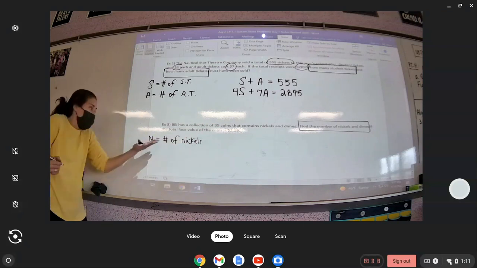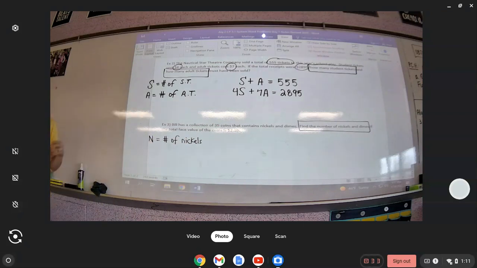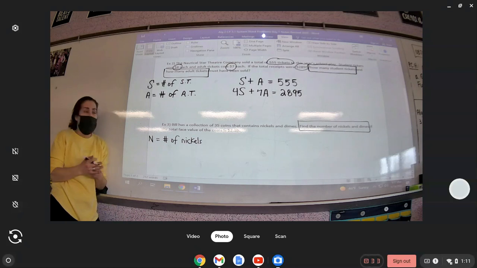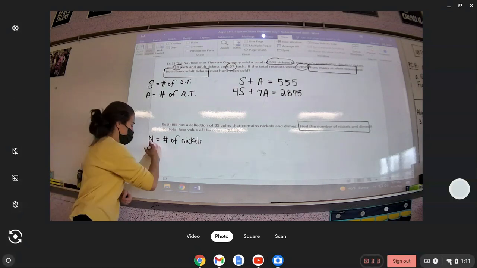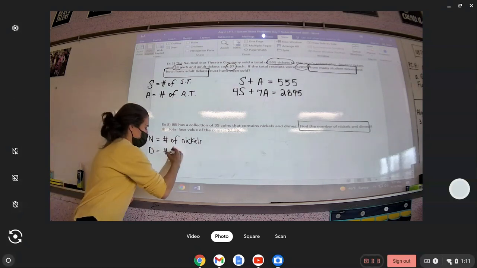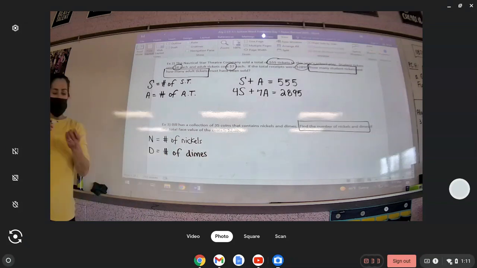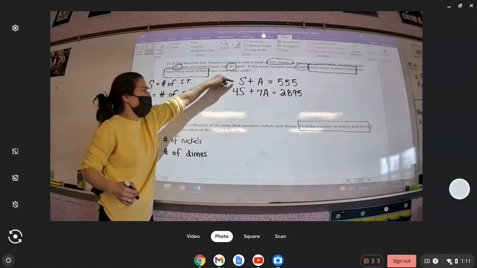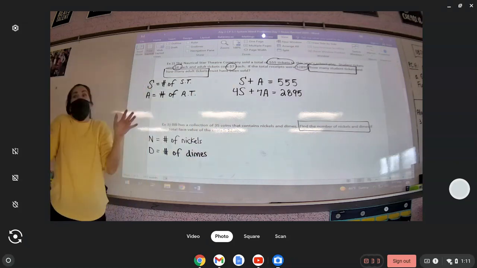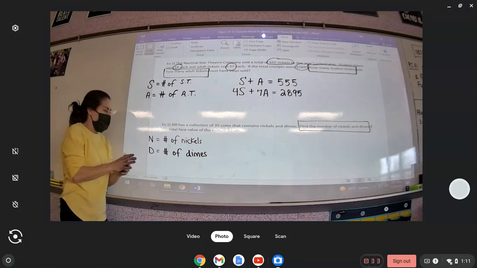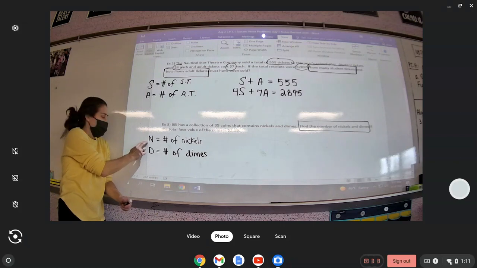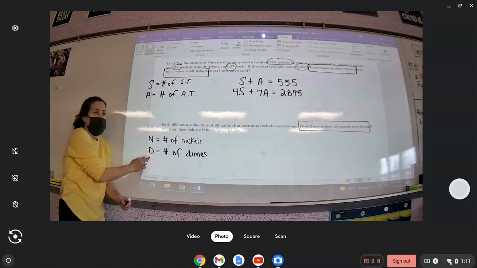I know he's got 35 coins, N of them are nickels. Then he's got dimes. So what would be a good variable to represent the number of dimes? D. Okay. So we got to find a clue that'll help us write the first equation. And guys, it doesn't matter if you wrote this one first and this one second. It doesn't matter, whichever one you want. Think about it. He's got this many nickels, and he's got this many dimes.